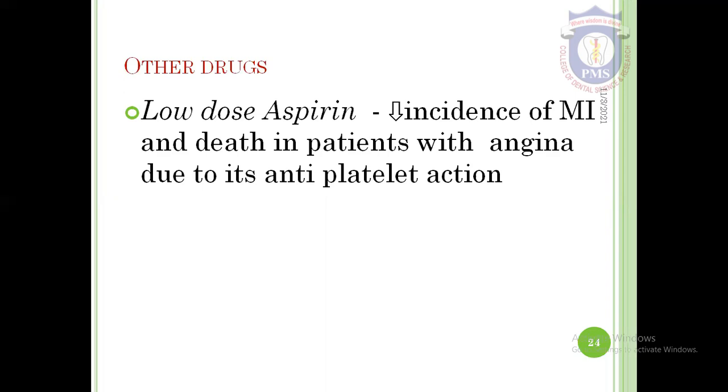You can also use drugs such as beta blockers, calcium channel blockers, and potassium channel openers for the management of angina. And we also use low dose aspirin for the management of angina because it reduces the incidence of myocardial infarction and death in patients with chronic angina, since low dose aspirin has antiplatelet activity. That's all about the topic.